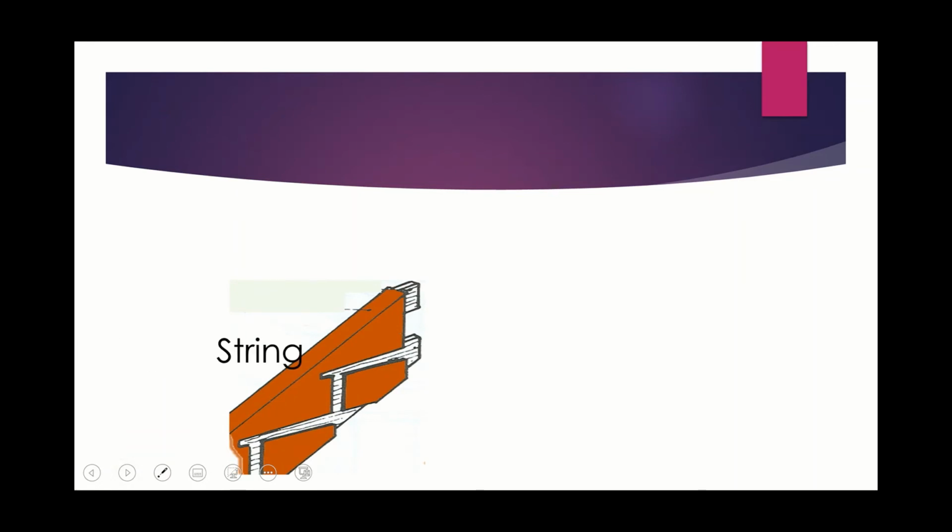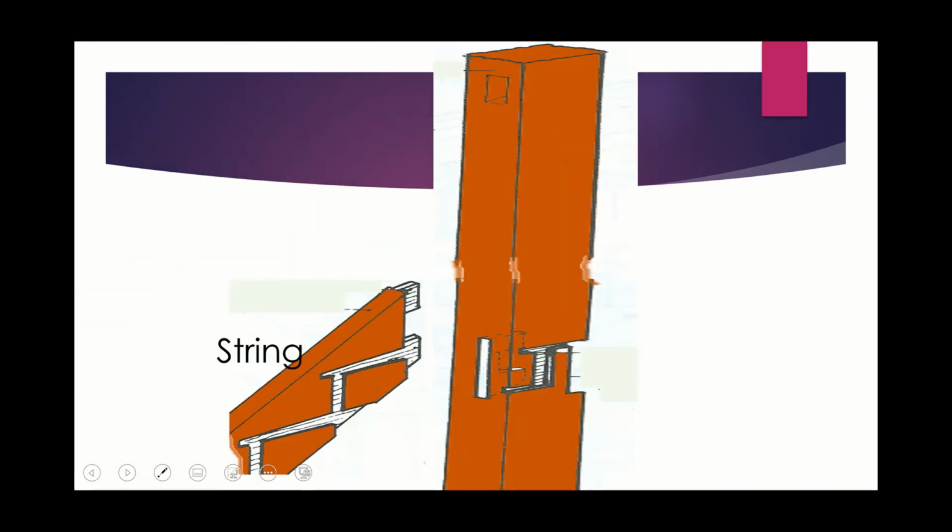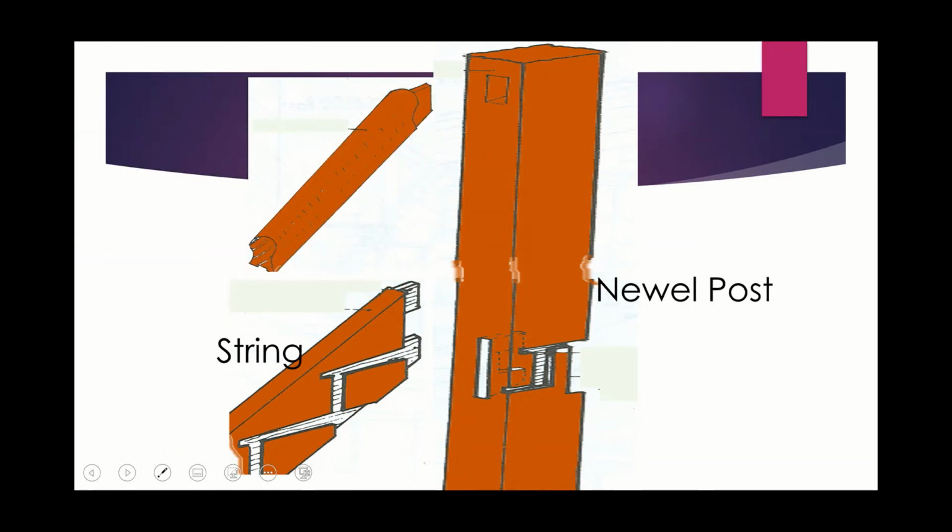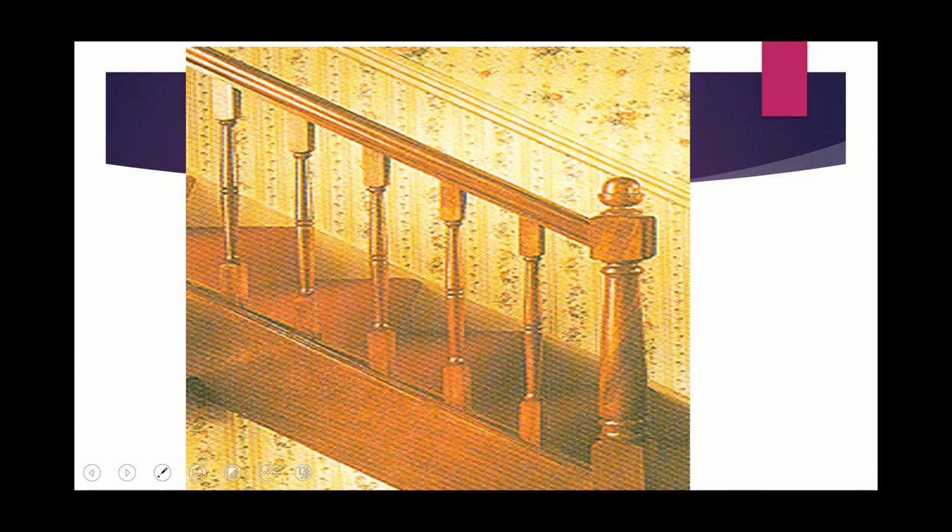That's a string. That there is the newel post. And that there is the handrail. Okay, the newel post is basically the large post the string and the handrail are slotted into. The handrail is what you put your hand on as you walk up or down the stairs. That diagram there we can see once again the string, the newel post and the handrail.